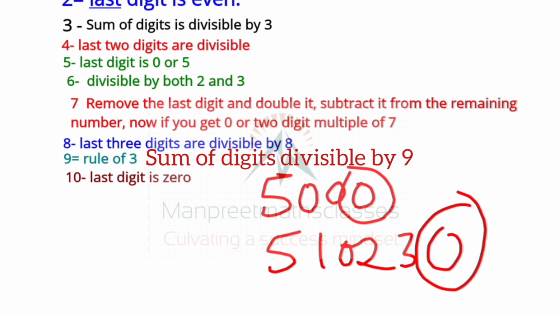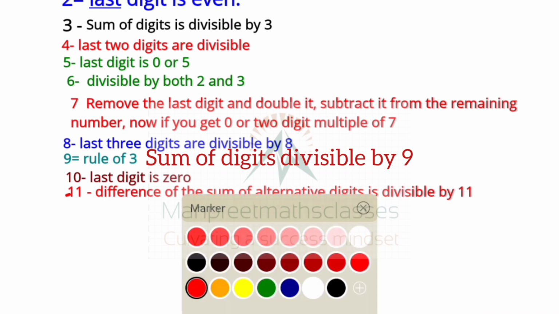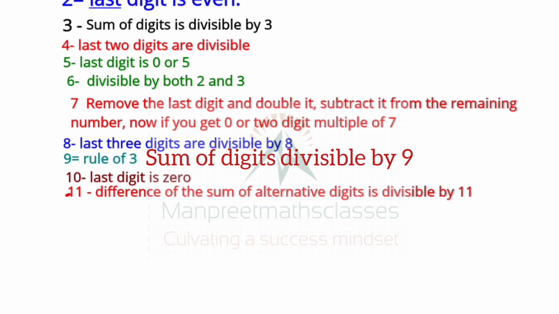Now let's move on to the divisibility rule of 11. Difference of the sum of alternate digits is divisible by 11.